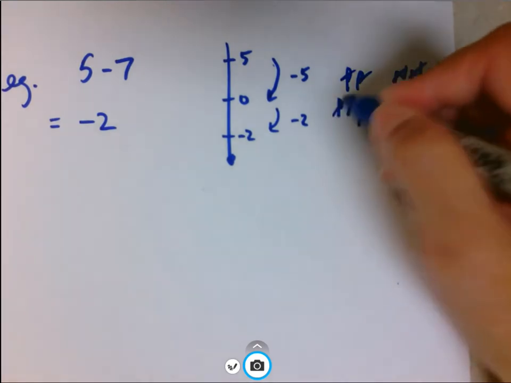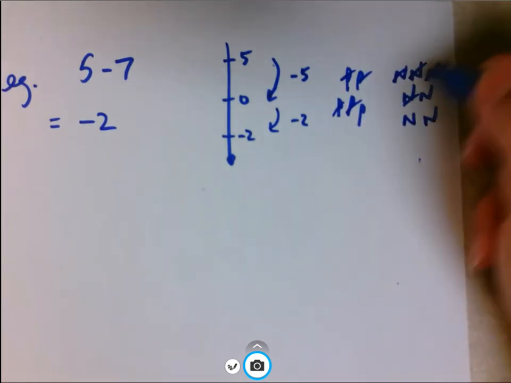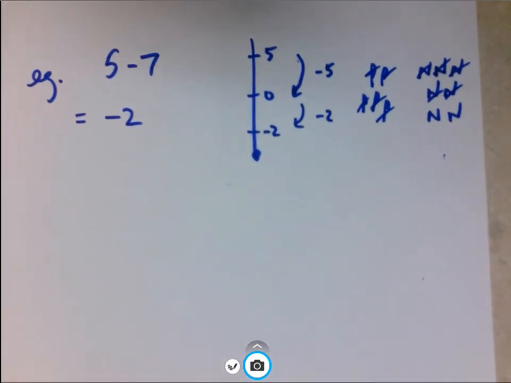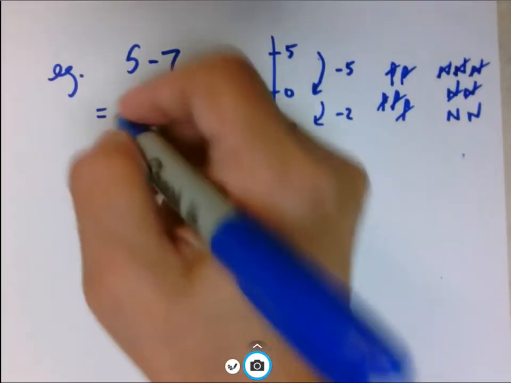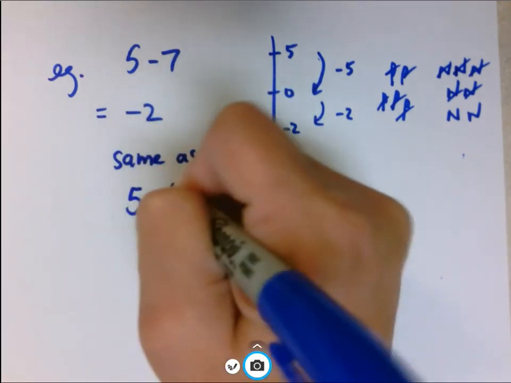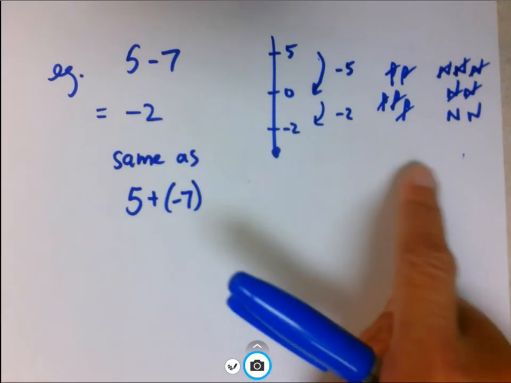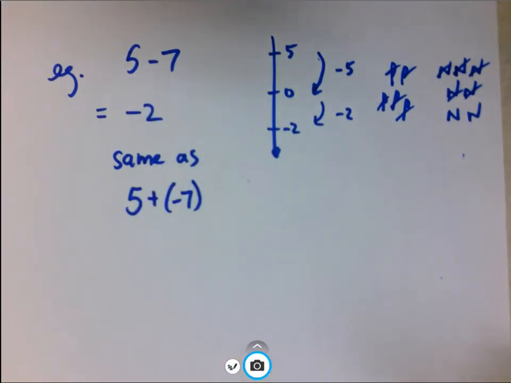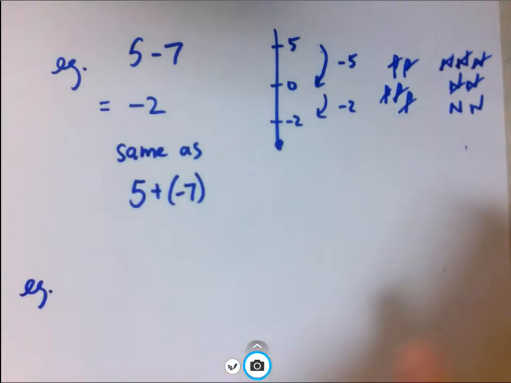Cancel, cancel, cancel, and that leaves me with 2 negatives. Okay, and you'll notice that this is the same as 5 plus -7, right? Look what I did. That's actually the same. 5 plus -7 is the same as 5 minus 7. Let's do another one with subtraction.